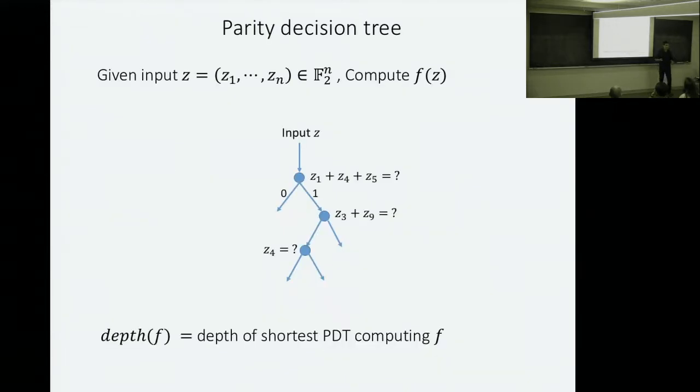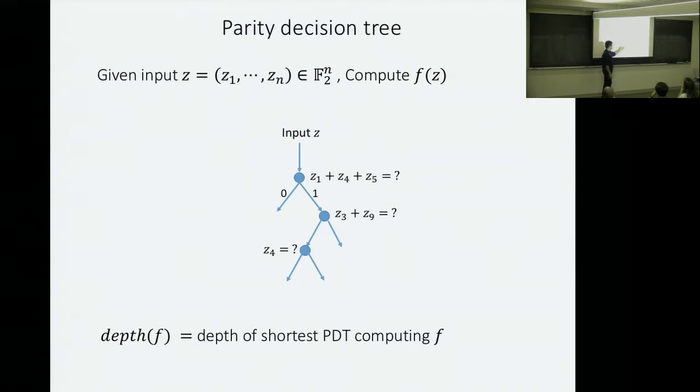It's a model to compute the function. Let's say you're given a function from F_2^n to {0,1}, and you want to compute the value of the function on a given input. Let's say your input is z, which is in F_2^n, z_1 up to z_n. Every time you ask a question, which is just a linear equation in some of the bits. For example, you ask: what is the value of z_1 plus z_4 plus z_5? If it's 0, you go to the left. If it's 1, go to the right. So basically, every time you ask a linear character, and depending on the value, you end up in a leaf.